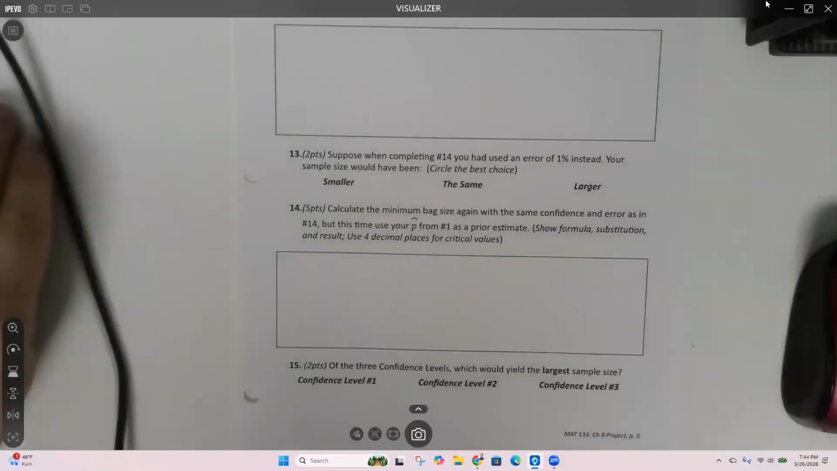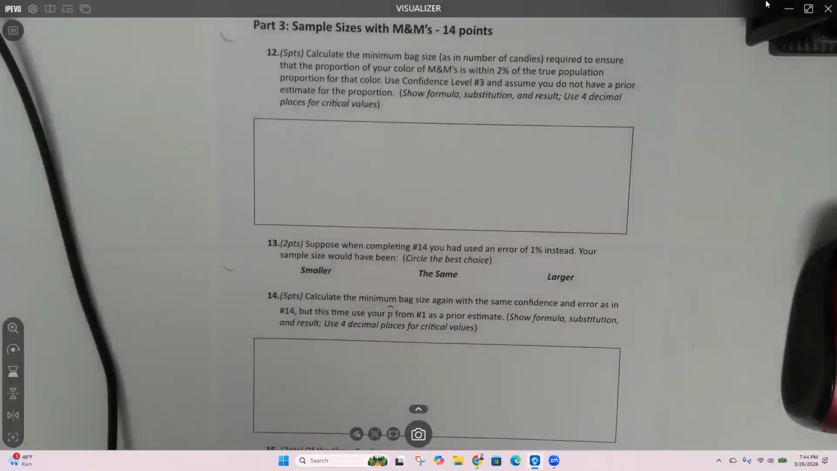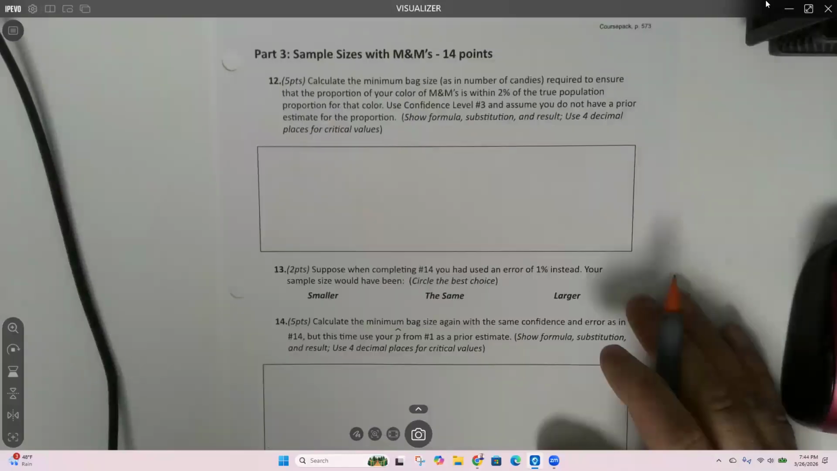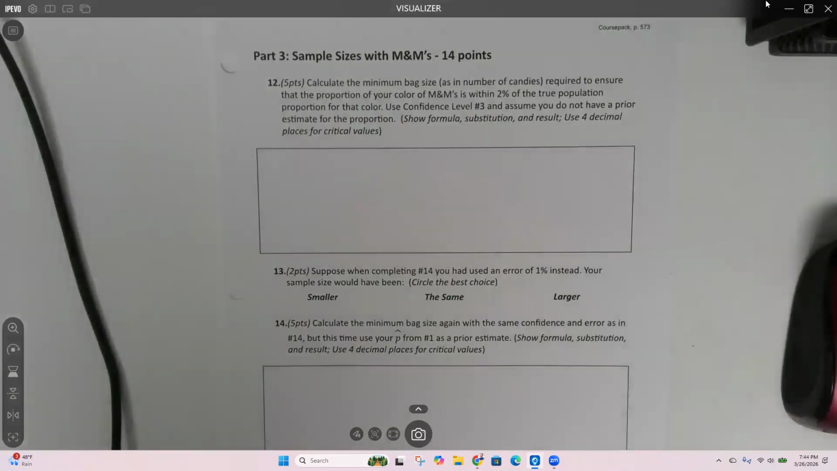All right. Page 573. So this is the last page for the project tonight. We're going to look at sample sizes. Yep, you got it, Kevin.